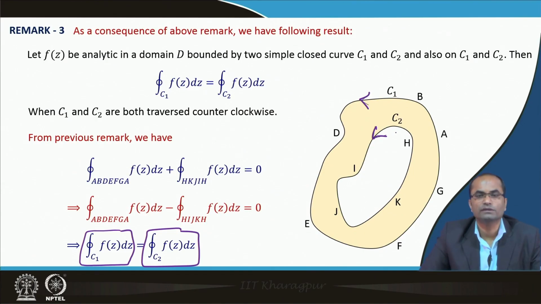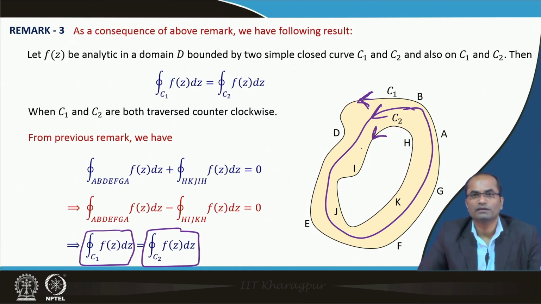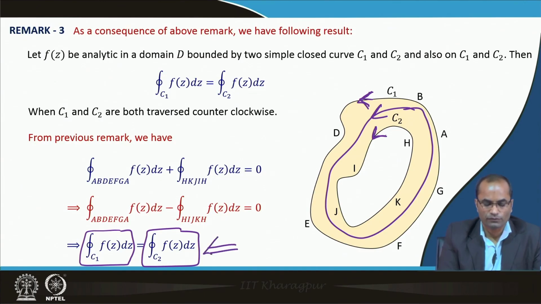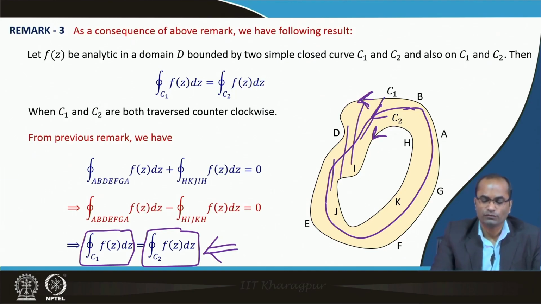This is a very useful result: once we know that our function is analytic in some domain, we can choose any path and do the integration, and we know that this integration will be equal to the integration carried over C 1 or over C 2. So, we can choose any path as per our convenience and perform the integral, because we know that the value of the integral will be the same as long as we are in this domain where the function is analytic.